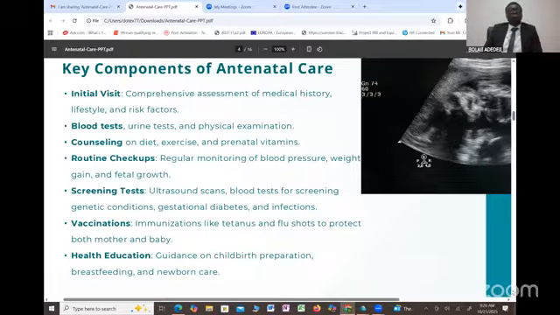Then vaccination, like tetanus immunization, is also important because we are in an endemic area. We cannot be too sure of the sterility of the environment. This will prevent neonatal tetanus, and we also give a prophylaxis for malaria. That is intermittent preventive therapy for malaria. We give 2 doses. Now the WHO has approved that it could be given even up to delivery, which we have been doing.